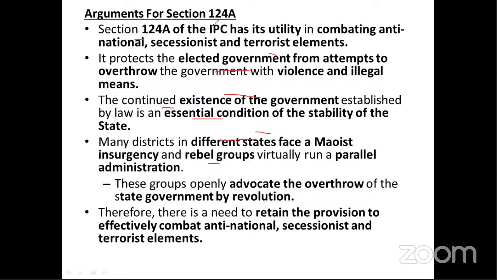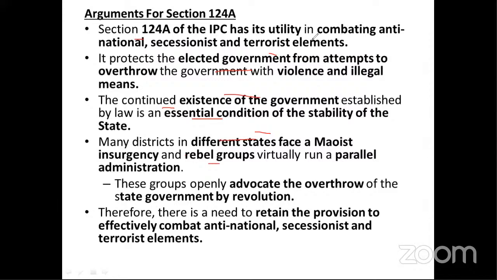What do you say about the sedition law? How can you say it should continue? What is your point? Okay, so the government said that Section 124 of the Indian Penal Code has its utility in combating anti-national, secessionist, and terrorist elements in India.